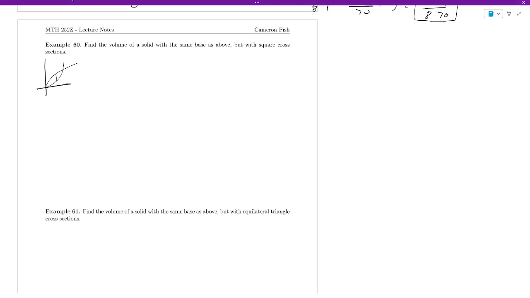We have this vertical slice, which I'm going to call D. Now my little diagram on the side, I have a square with the sides D. So the area of that square is going to be D squared. D is the same. D is still, as a function of x, the top function minus the bottom function. And so the area of my square is going to be whatever that is squared.